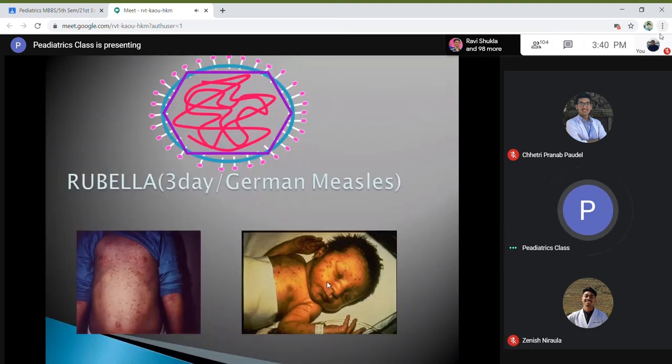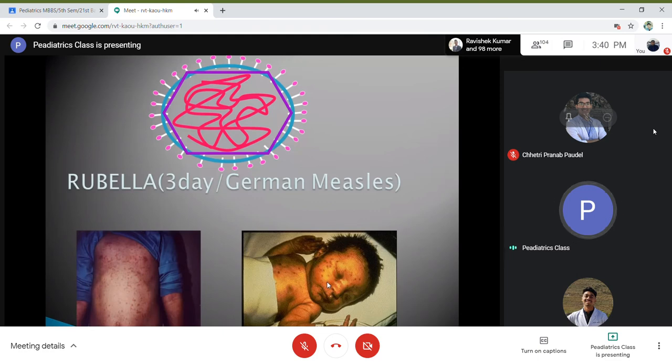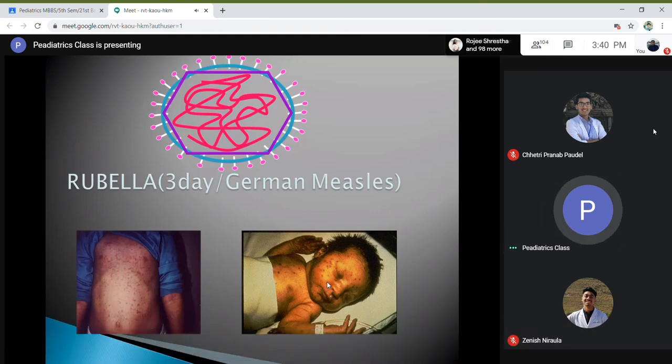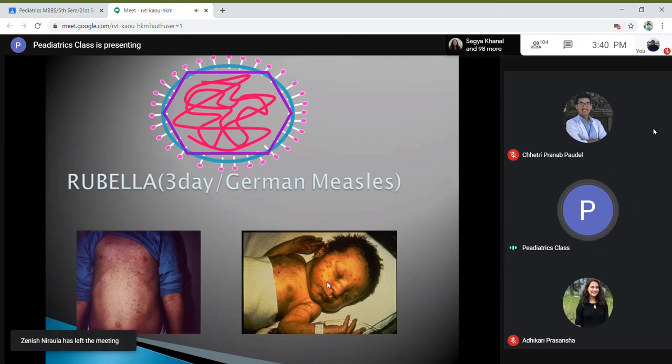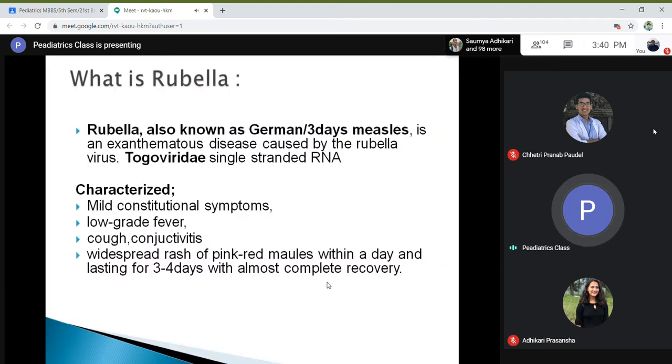So another one is rubella. Sometimes we call it 3-day measles or German measles, right? The name is taken because the rash lasts for 3 days, most of the time. Sometimes 5 days, but 3 days. That's three-day measles, or German measles. What is rubella? Rubella is also known as German or 3-day measles. It is also an exanthematous disease, a rash disease caused by the rubella virus.